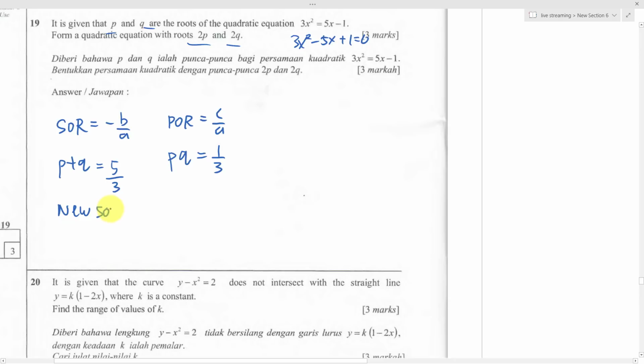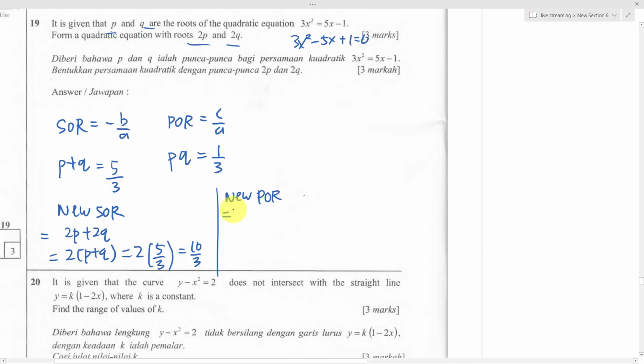Then I will have my new sum of roots here. Same thing, it is 2p plus 2q. So I factorize, it is 2(p plus q). And what is my p plus q here? 5 over 3. So it equals 10 over 3. Then I want to find my new product of roots. Because my new roots right now are 2p and 2q, isn't it? So I multiply 2p times 2q, so it equals 4pq. And what is my pq? 1 over 3. So this one basically equals 4 over 3.